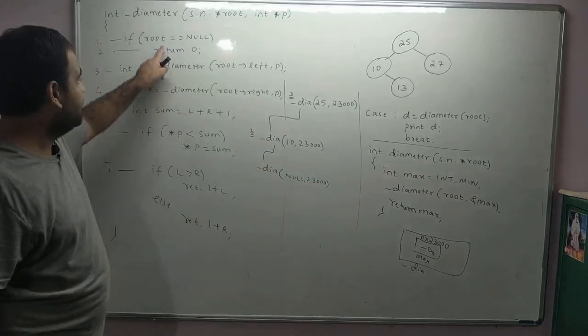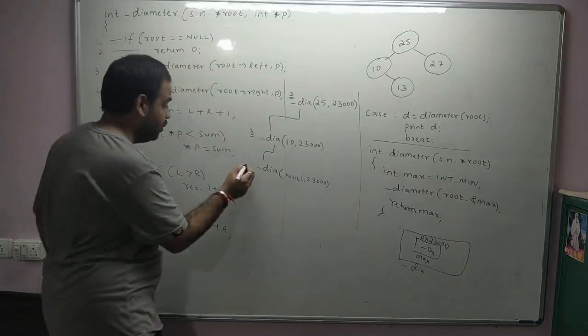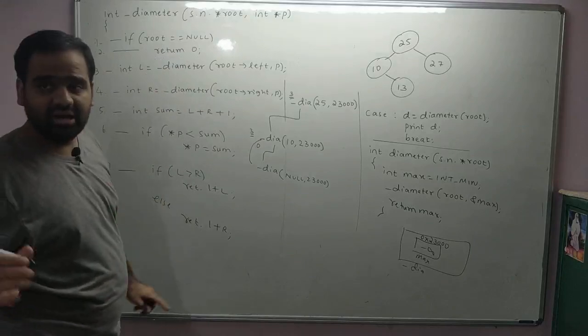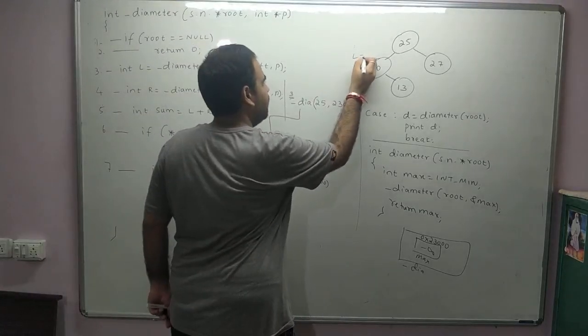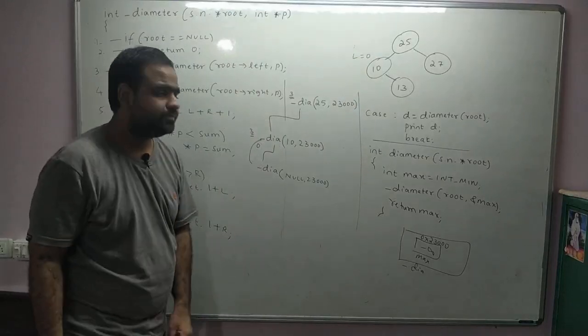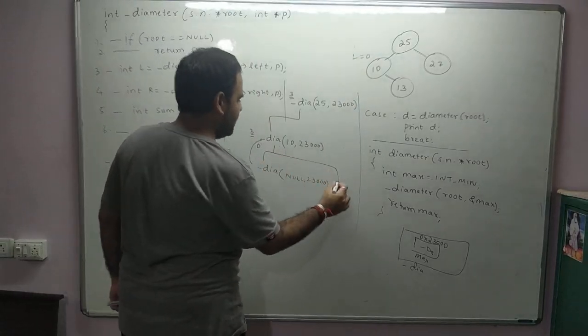Now go back. Is null equal null? Yes, you return 0. Where do you return 0? To line number 3, and it says the left height with respect to 10 is equal to 0. Now you need to compute the right height with respect to 10. Therefore you execute line number 4.